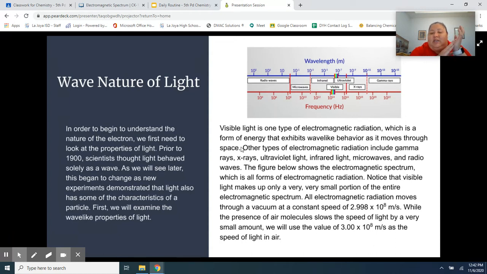All electromagnetic radiation moves through a vacuum at a constant speed, which is 2.998 times 10 to the 8th meters per second, while the presence of air molecules slows the speed of light by a very small amount. Light moves at about 3 times 10 to the 8th meters per second.